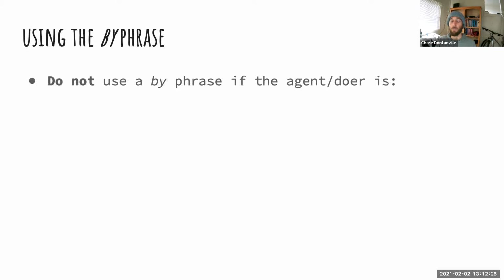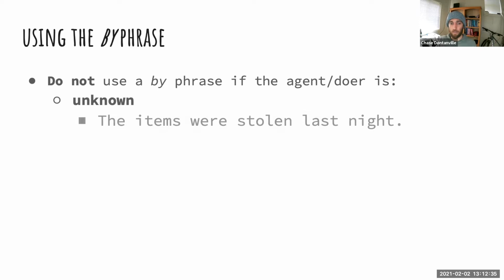Now, when do you not use a by phrase? So do not use a by phrase if the agent or doer is unknown. For example, the items were stolen last night. We don't know who stole the items, so we don't say by whomever, because we don't know.